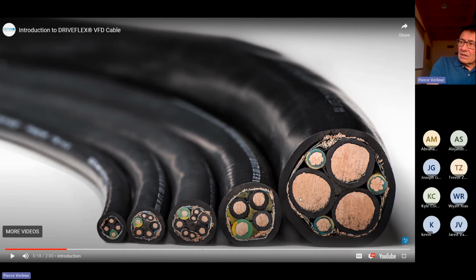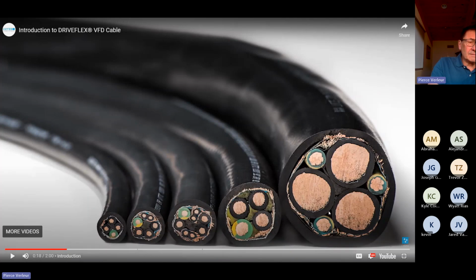Again, we're talking about advantages here versus standard cable for the VFD application. I want to talk a little bit on why we even bother. And frankly, most people don't bother, and in this country especially. And that's a real problem.